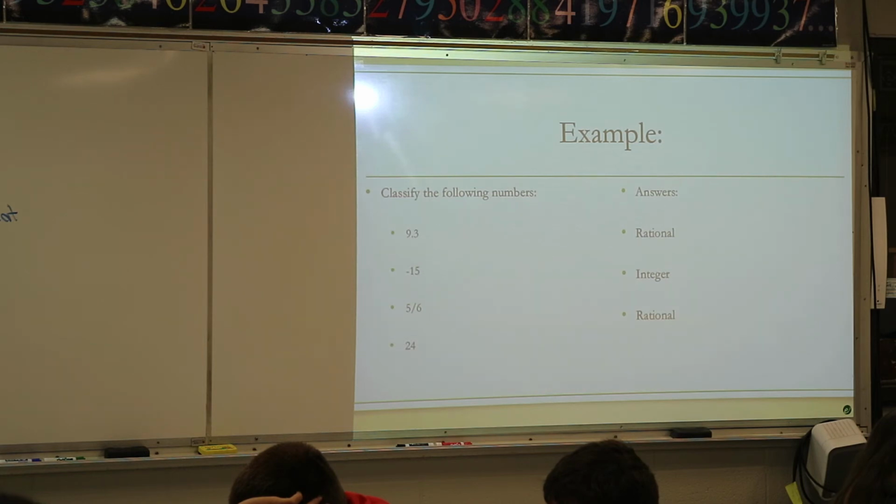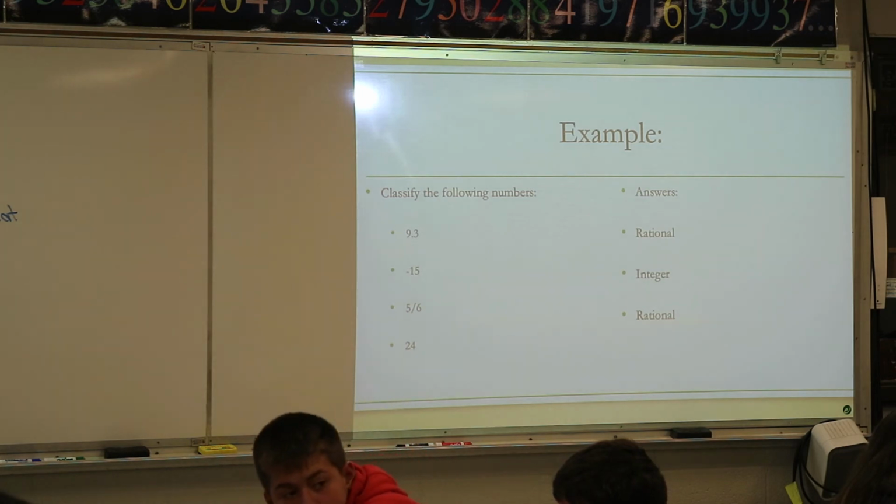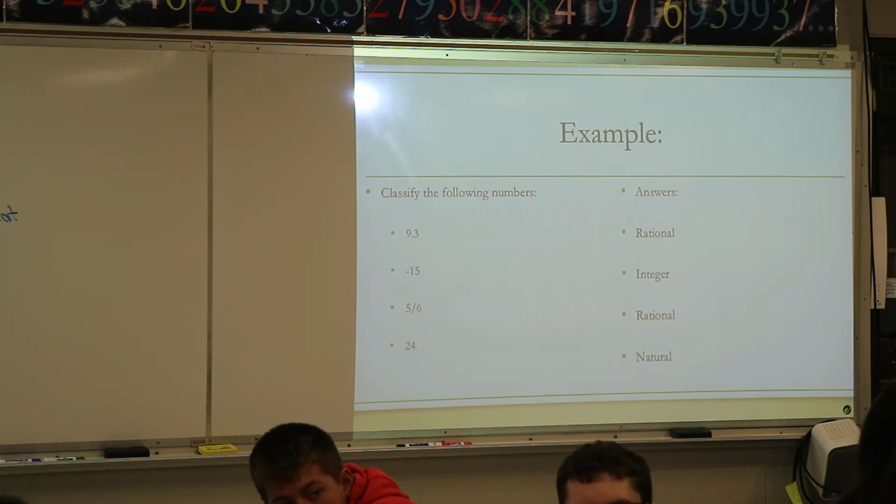Last one here, 24. Whole, or natural, or rational, or integer. We have a lot of categories. I would say the first category for 24 is natural. It's the first category you learned, right? It's natural. But you could call it whole, you could call it rational, because I can make that a fraction, 24 over 1.